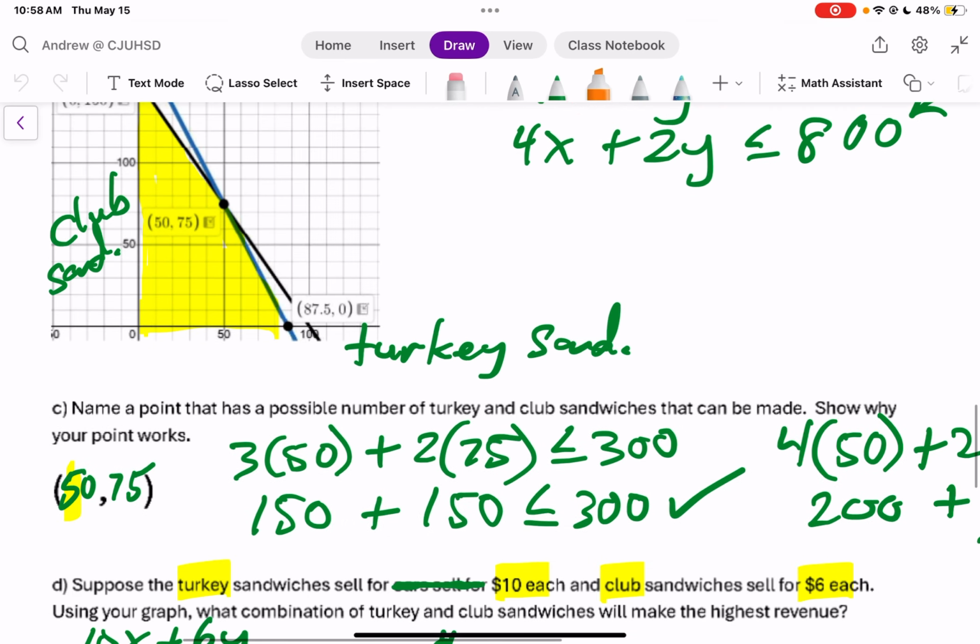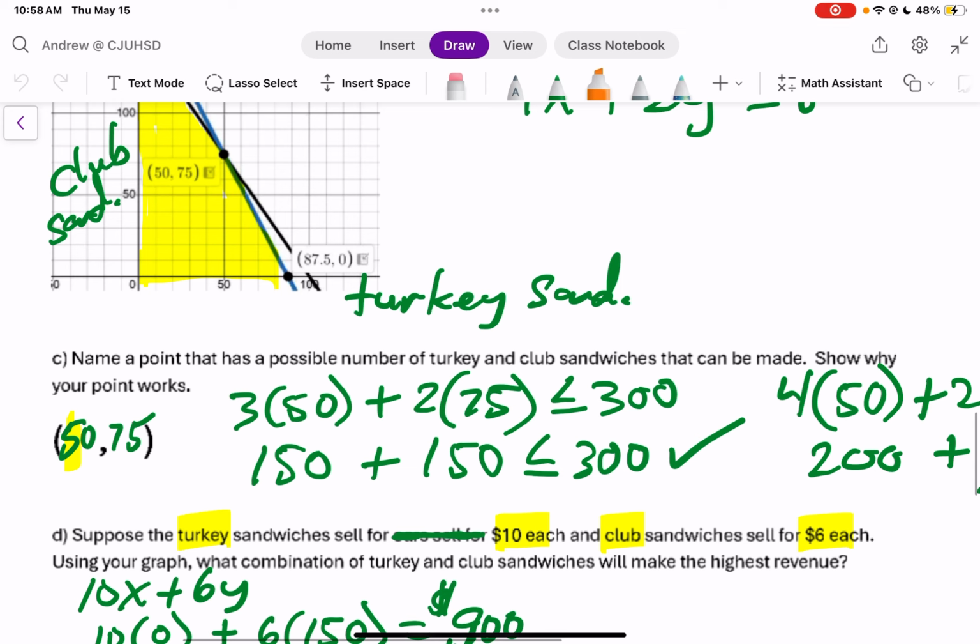And then on part C, you're going to name a point that is in the shaded region. It's a possible number. It doesn't have to be something on the edge. It can be something well within the shaded region. So you're going to list your point. I've listed 50, 75.